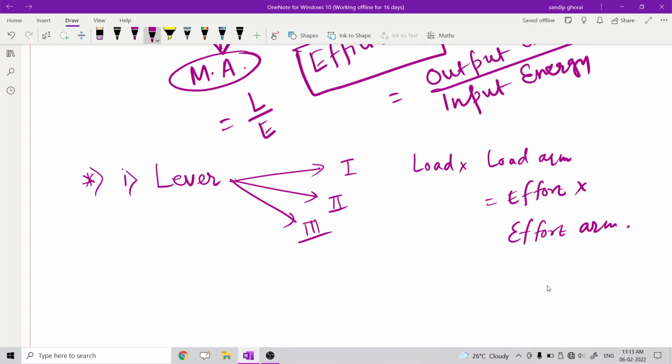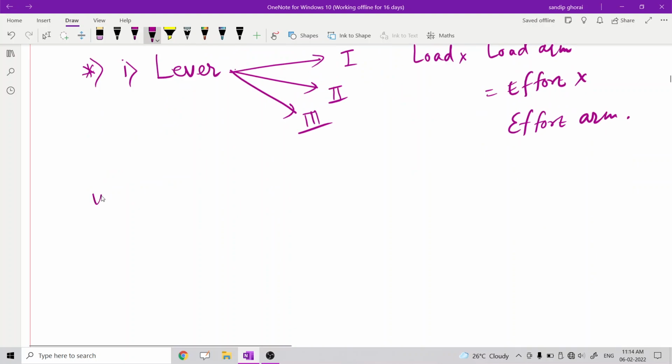So just think about the three types of lever, the positions of load, effort, and fulcrum, and their mechanical advantage also. You also have to remember different examples of class 1, 2, and 3 levers.